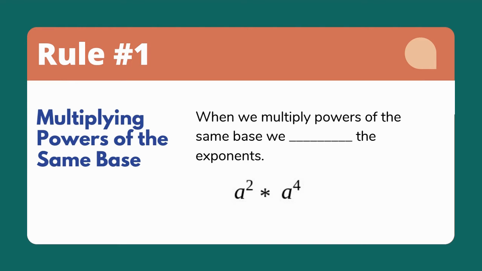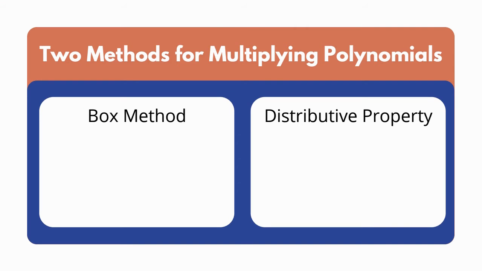Before we get started, let's just quickly review the first rule of exponents that we learned, which is that when we multiply powers of the same base, we add the exponents. So if I have a squared times a to the fourth, this will give me a to the sixth power. We reviewed this in our last video on polynomials, and it's important for us in this video too, so please keep this exponent rule in mind.